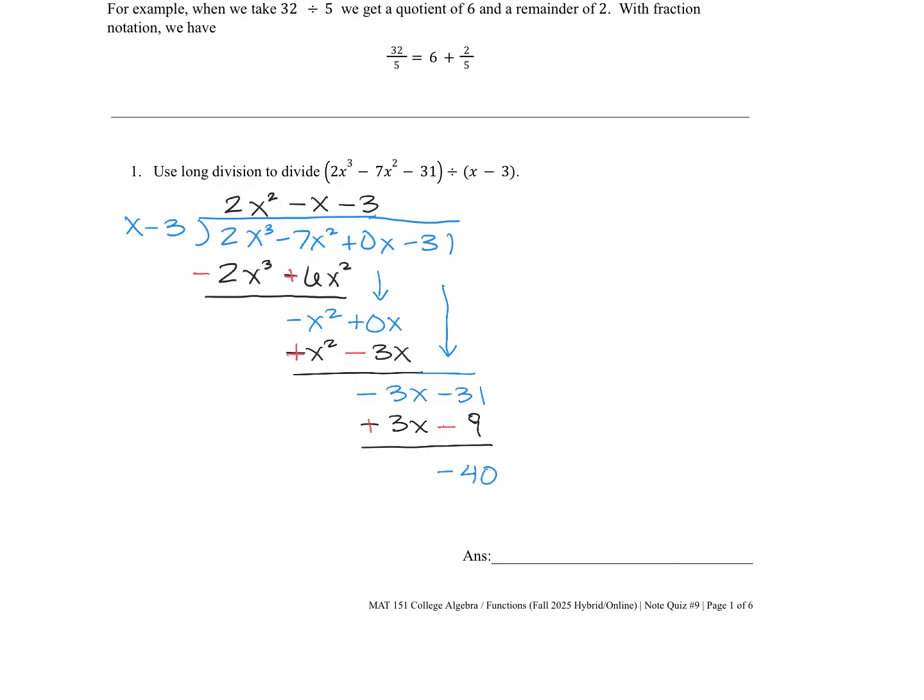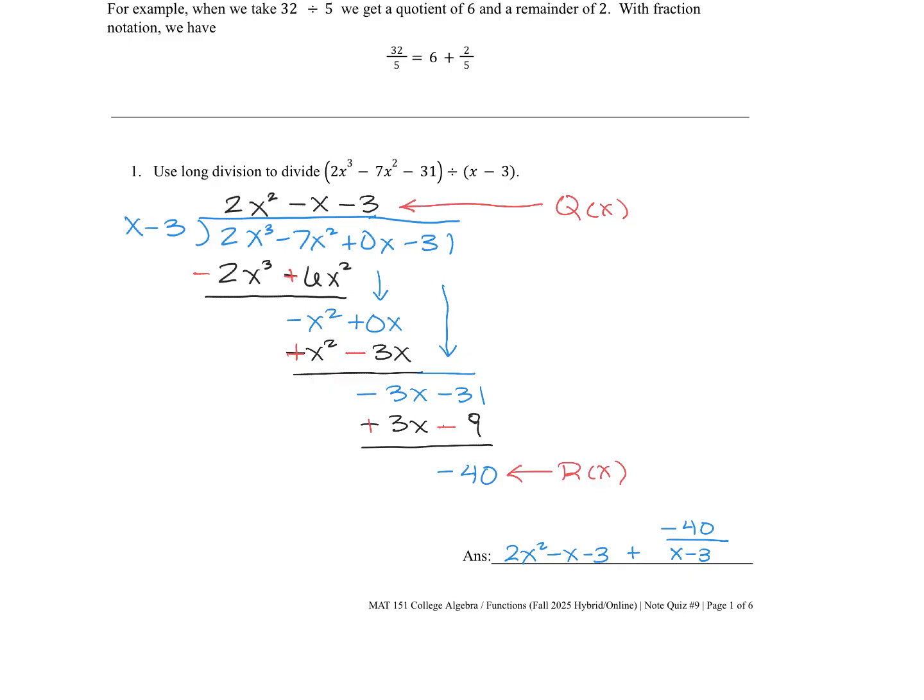So our quotient, which is denoted as q of x, is the number of times that we divided in. And our remainder, r of x, is what we get from the remainder of the division. So now when we write our final answer, the idea is that we have our quotient as the freestanding part, which was 2x squared minus x minus 3, plus now our remainder, which is negative 40, over our divisor, which was x minus 3.